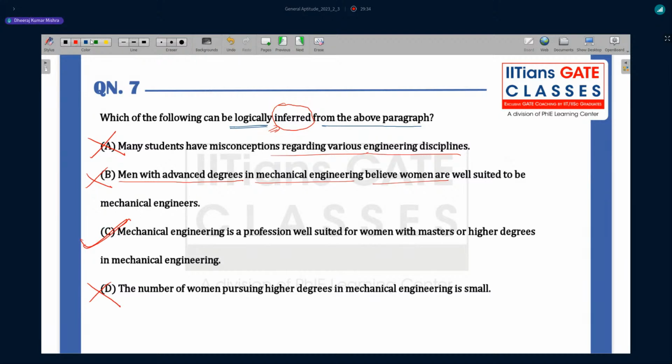So I believe you have got the answer. Choice C: mechanical engineering is a profession well suited for women with a master or higher degree in mechanical engineering. So choice C is going to be correct. Yes, Saurabh. So can we move? This kind of question we have done in all the sessions. In GATE 2023 also you will find English questions. So attempt confidently, even blindly. No need to worry about negative marking. You will be getting it correct. So next question.